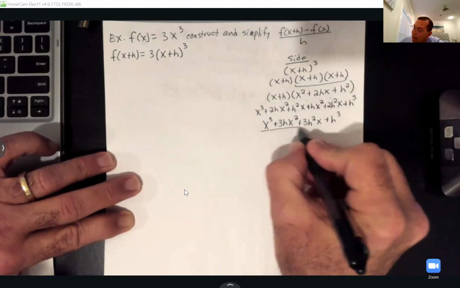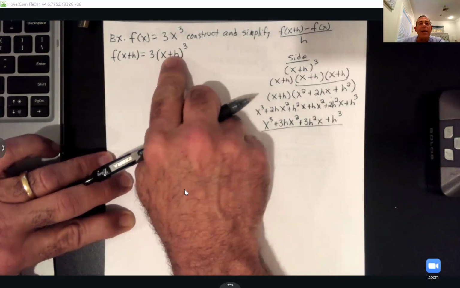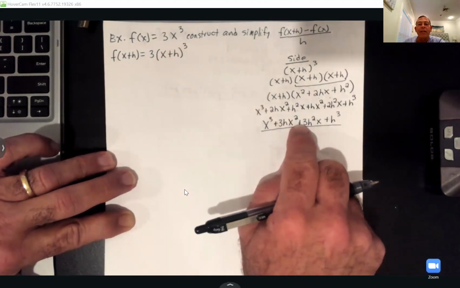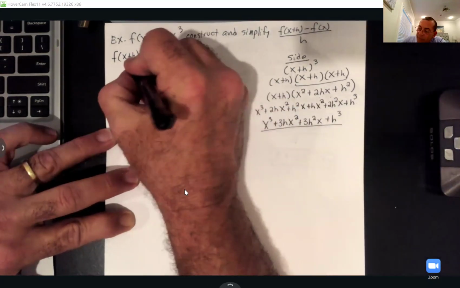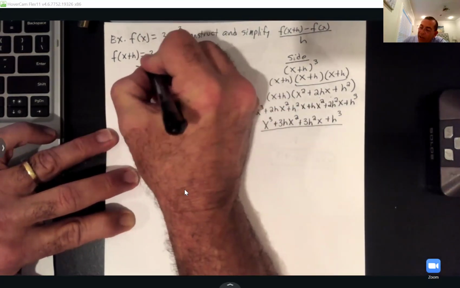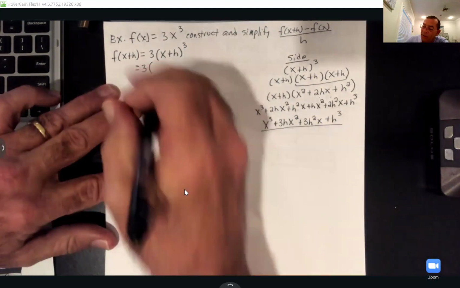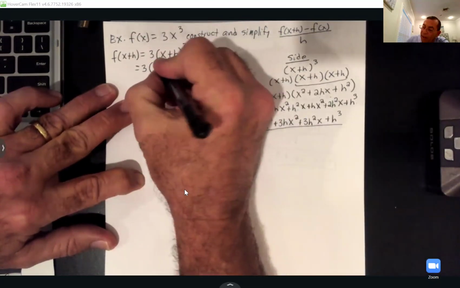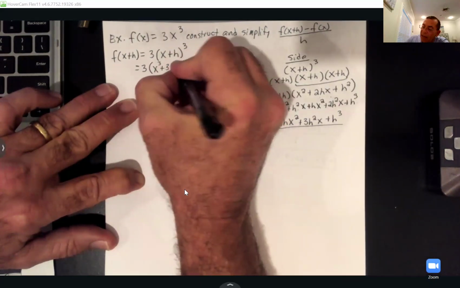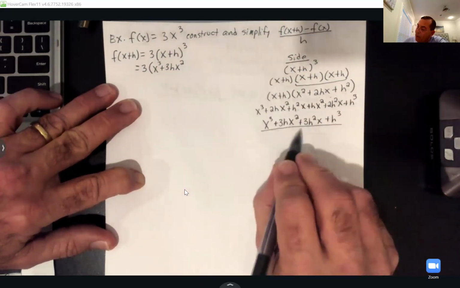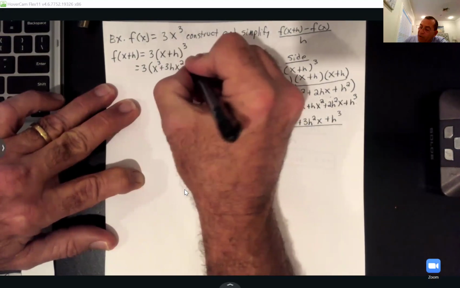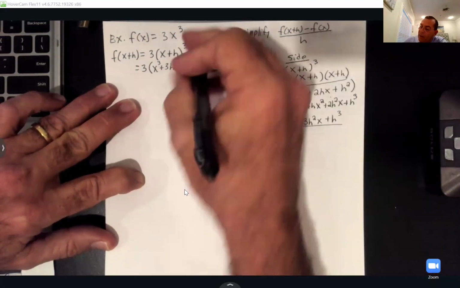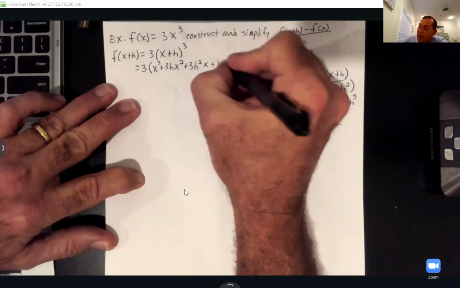Y'all, save that, because anytime you get an x plus h to the third, you're replacing it with that. So I got 3 times x to the third plus 3hx squared plus 3h squared x plus h to the third.